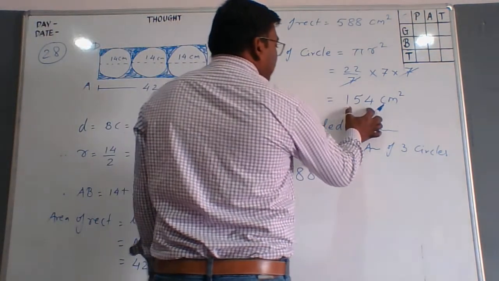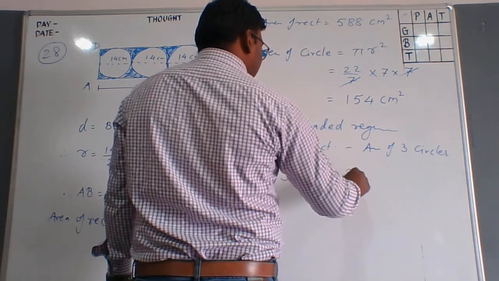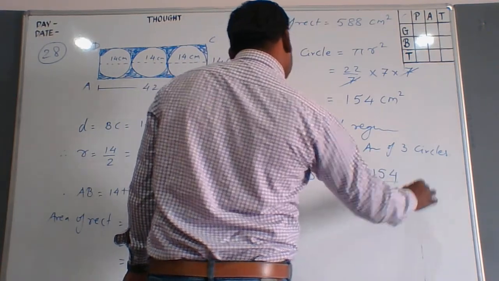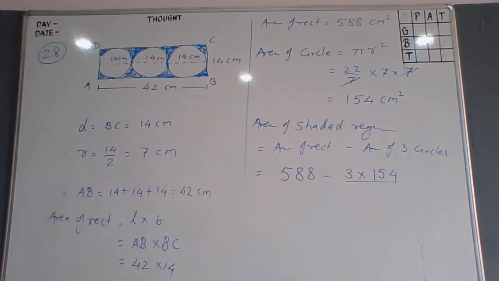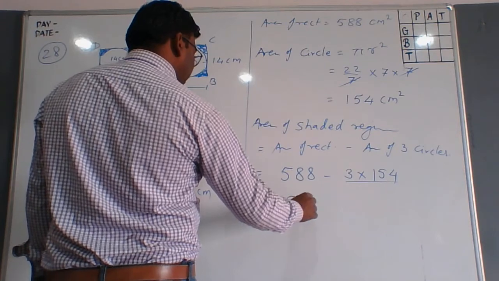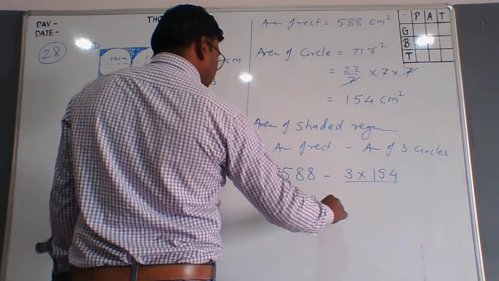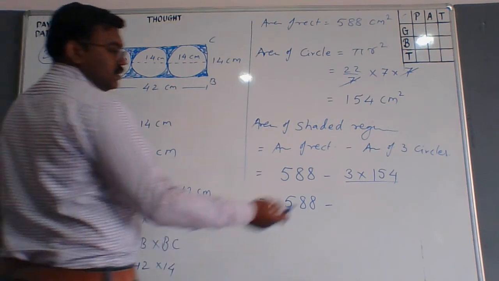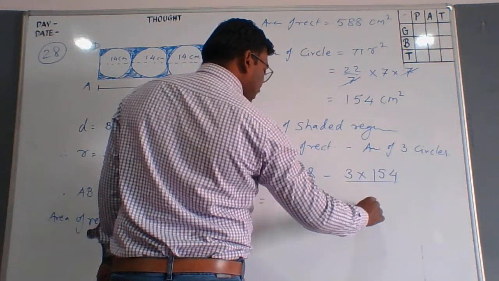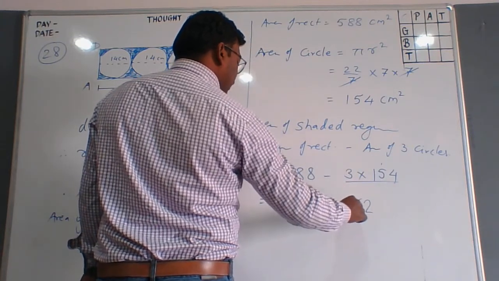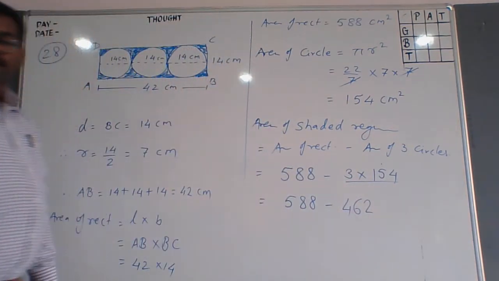We know the area of one circle. So for finding the area of three circles, 3 is multiplied by 154. First, we'll do the multiplication and then the subtraction. So it is 588 minus, what? 3 fours are 12, 16, 4, 462. Okay.